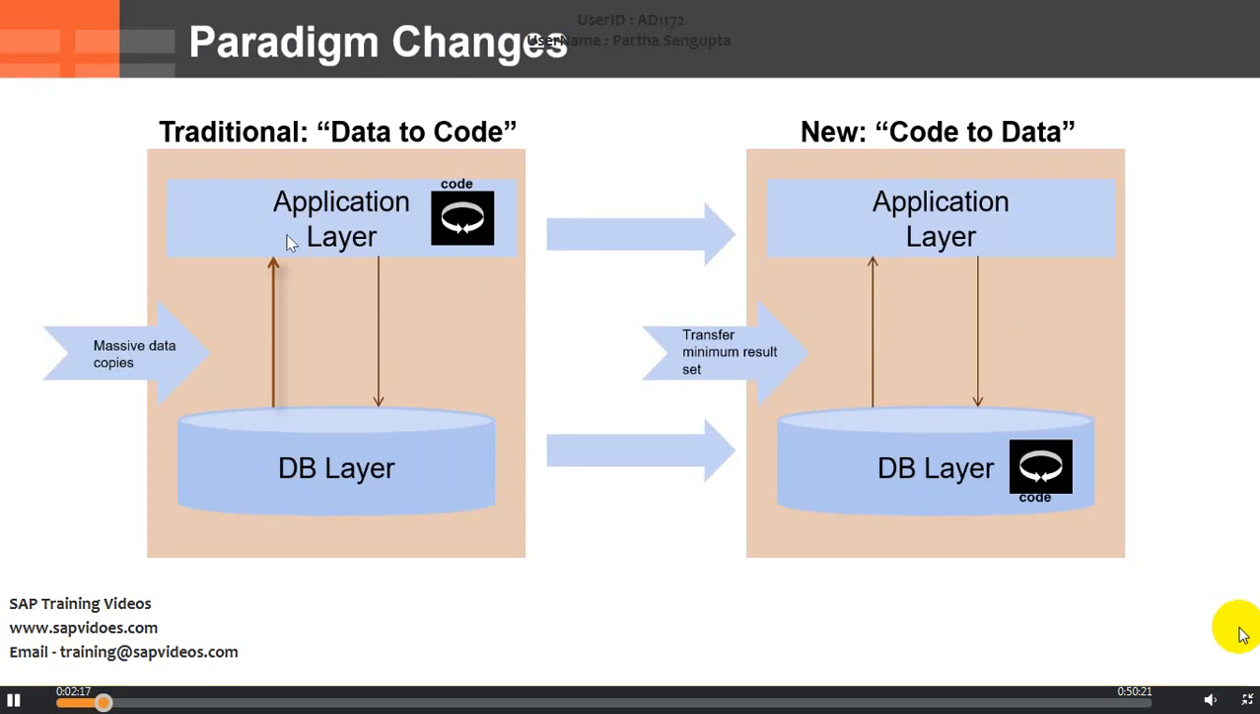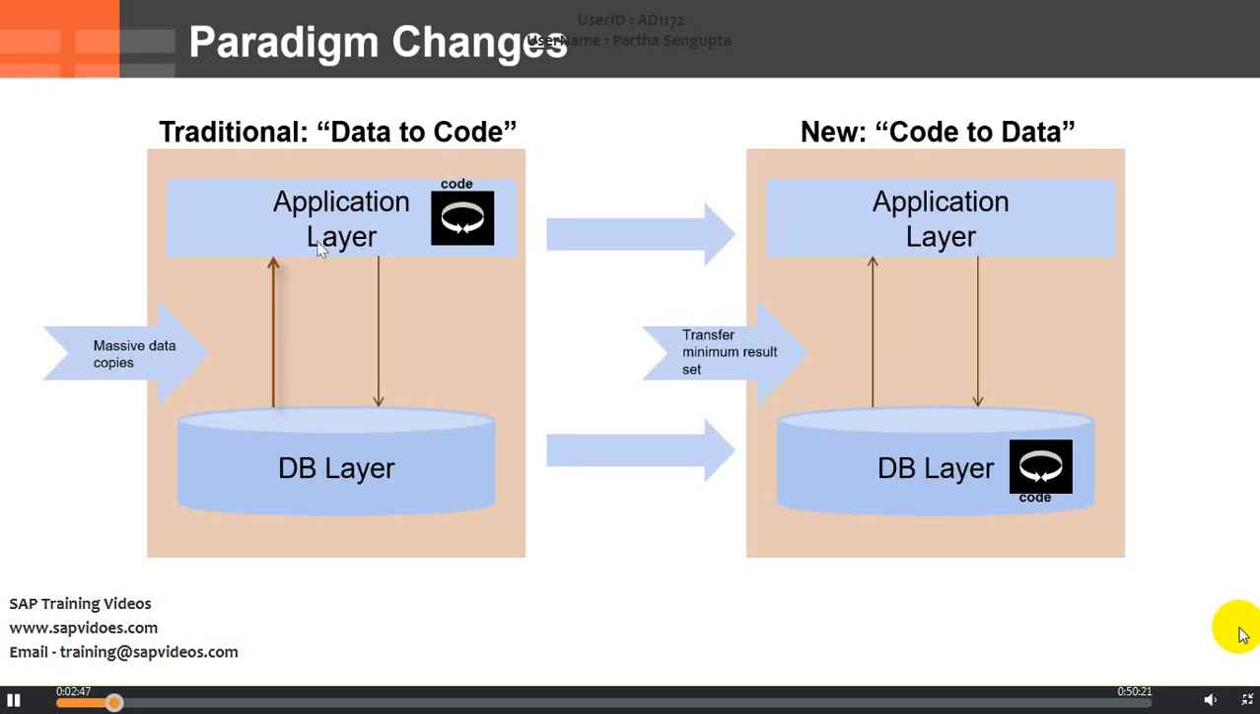The data to code approach was followed in the three-tier architecture, where you have ABAP as an external application server. Here in the code to data paradigm, you use a two-tier architecture. That means your application logic and calculation logic happens in the database layer. It's a two-tier architecture where mainly HANA takes all the calculations and everything. This approach is called the code to data paradigm.